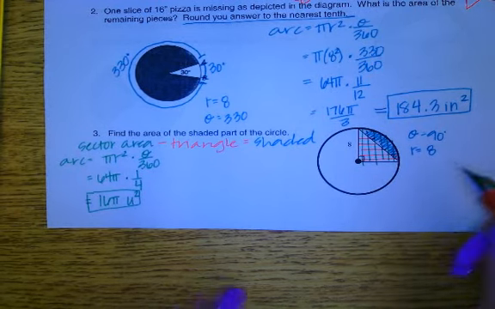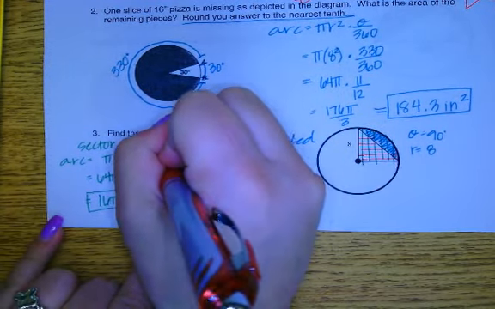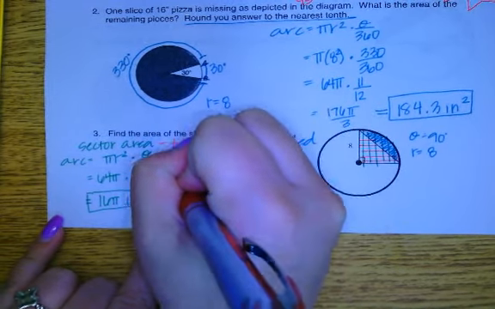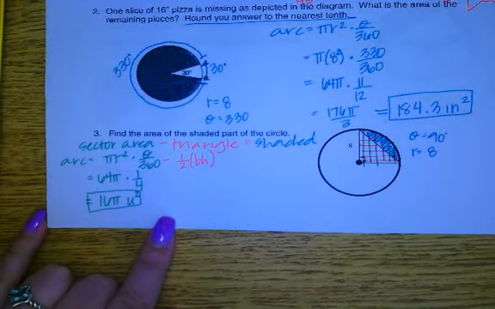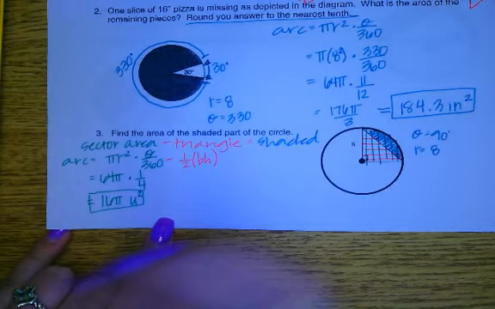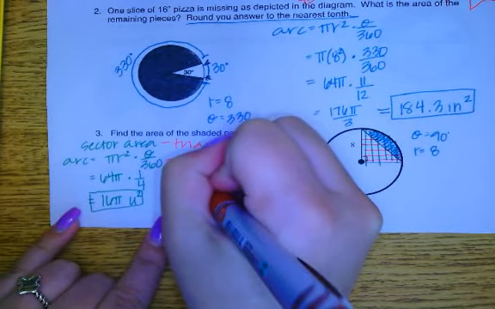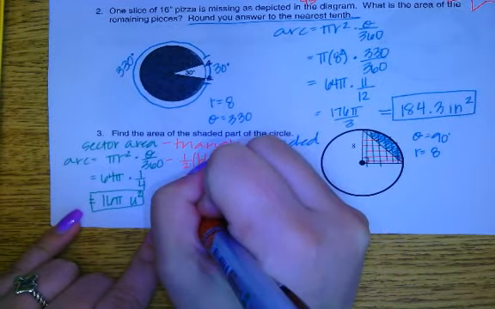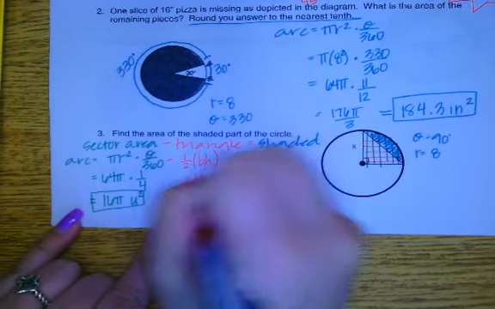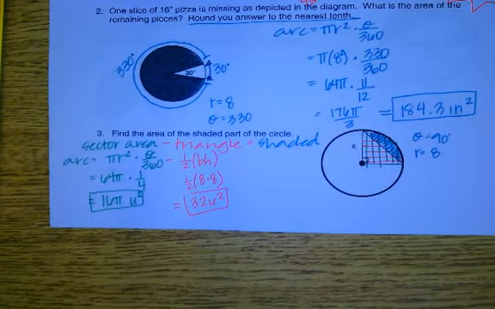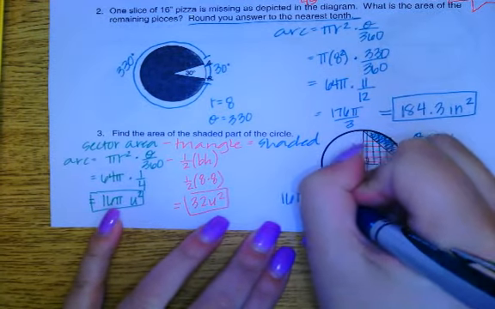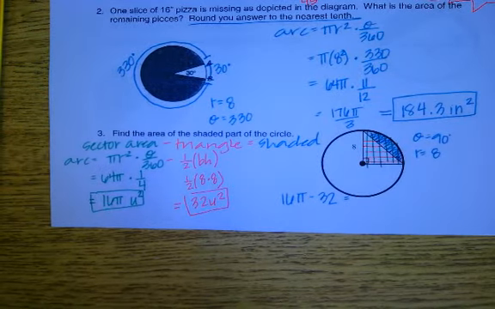Okay, how do I find the area of a triangle? 1/2 base times height. Okay, what is my base? 8. What is my height? 8. 1/2 of 64 is going to give me what? 32 units squared. Okay, so to find the shaded region, I need to subtract the 2. So I'm going to have 16 pi minus 32. And let's round to the nearest hundredth. 16 pi minus 32.